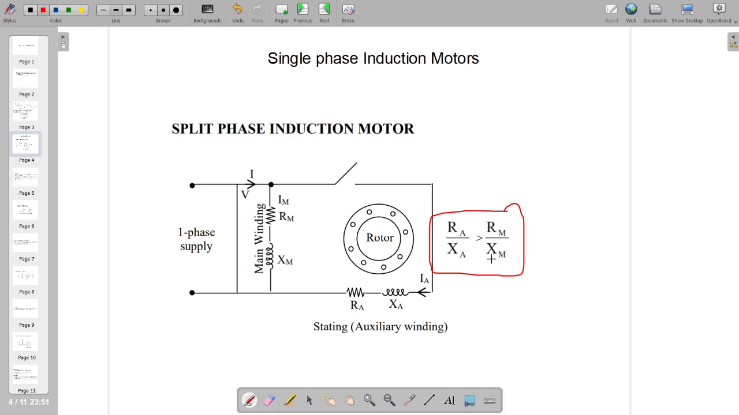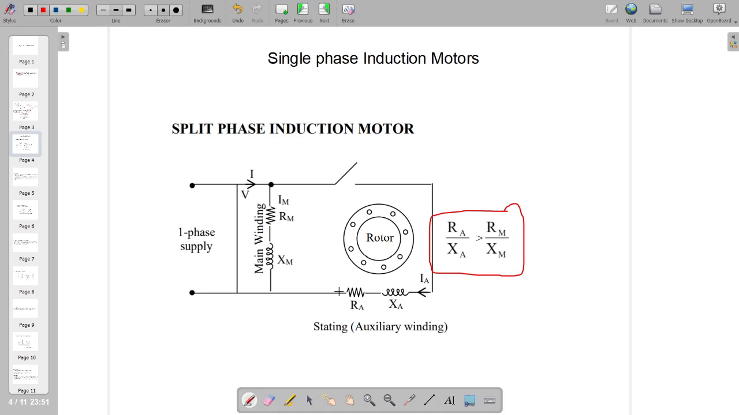So the split phase induction motor is also called a resistance start motor. It is a single cage rotor and its stator has two windings. This is the rotor, a cage type rotor. The main field winding and auxiliary winding are placed on the stator. The main winding and auxiliary winding are displaced by 90 degrees in space, like the windings in a two-phase motor.